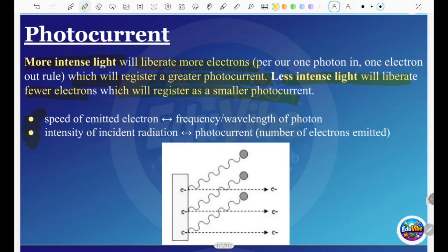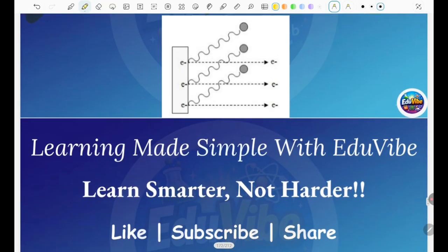And one more thing, which is very important. These two points are very, very important. You have to know that the speed of any emitted electron depends on the frequency or wavelength of the photon. They go side by side: if this happens, then that will also happen. And the intensity of the incident radiation determines the photocurrent and the number of electrons emitted. So that's the diagram you have over there, and those are the two points you have to know.